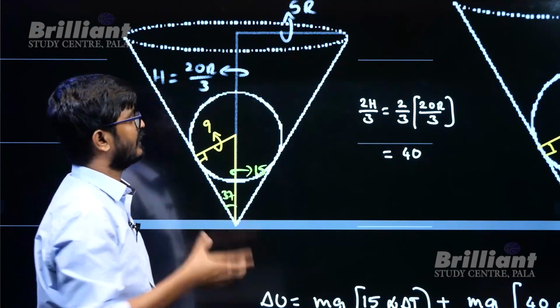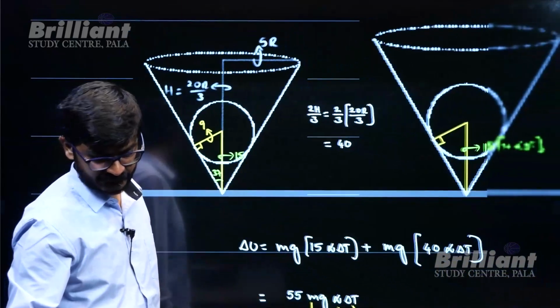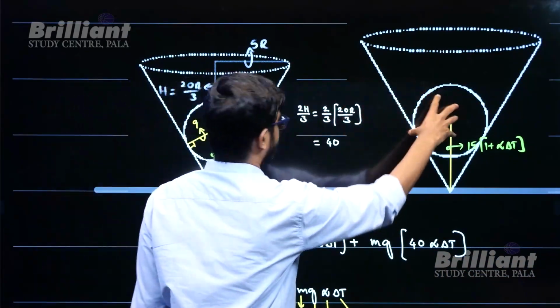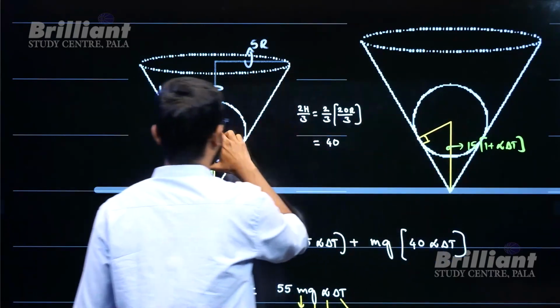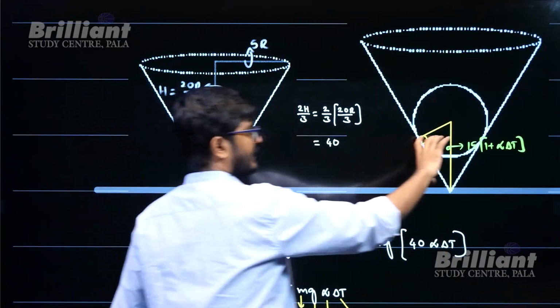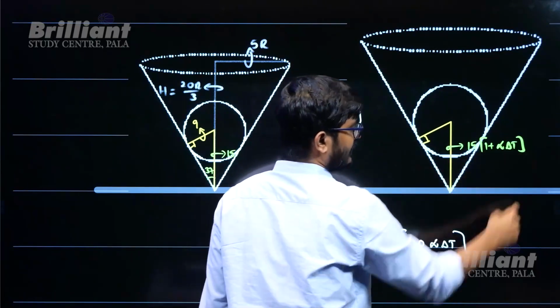Now when we heat it, what will happen? The size is going to increase, so this 15 is also going to increase. Earlier the center was at 15; now the center will be at a distance of 15 into 1 plus alpha delta t.